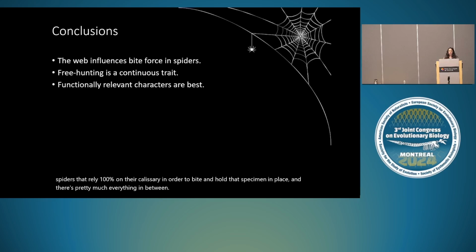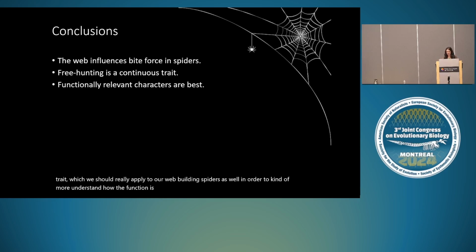So in conclusion, we did find some evidence that the web itself is acting as this extended phenotype for the spider. It is influencing the function of the jaws by reducing bite forces within our web-building spiders. But we did find that free hunting in our spiders really should be treated as a continuous trait, which we should really apply to our web-building spiders as well, in order to more understand how the function is changing across the spiders.